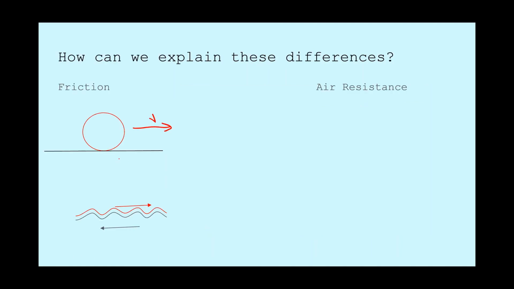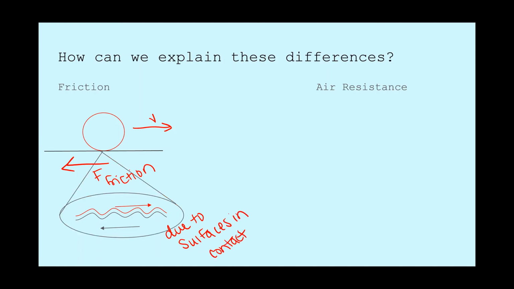We can explain some of these differences using two forces that oppose motion. Friction is the force that opposes motion when two solids are in contact. It's caused by the two surfaces sliding against each other as shown. Air resistance is the force that opposes motion as an object moves through the atmosphere, pushing air molecules out of the way. Both forces oppose motion, which could account for the decreases in velocity, meaning our experiment did not really have a net force of zero.